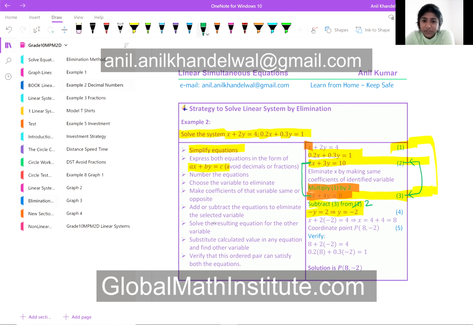Correct. Yeah, so I wrote this wrong. It should have been equation number 2. So you have to subtract 3 from 2, right? Then you get the result, which is y equals minus 2. Right. So can you please continue from here?